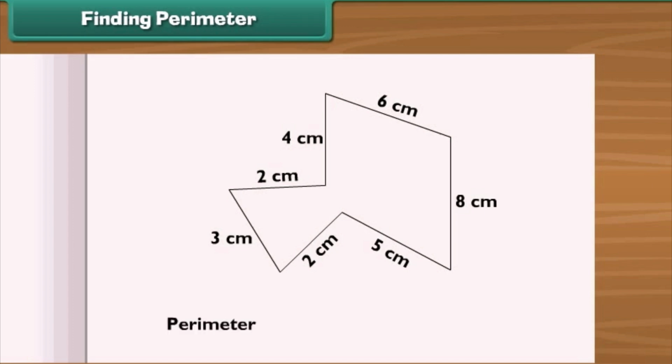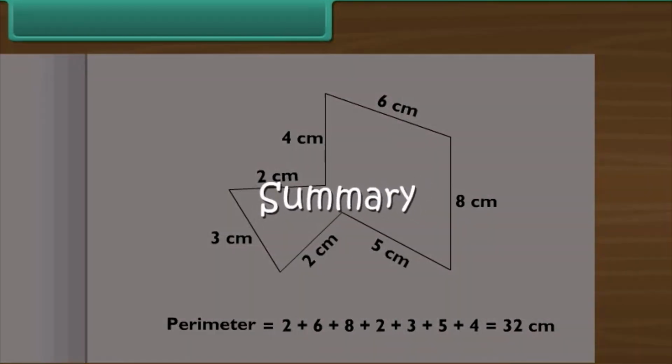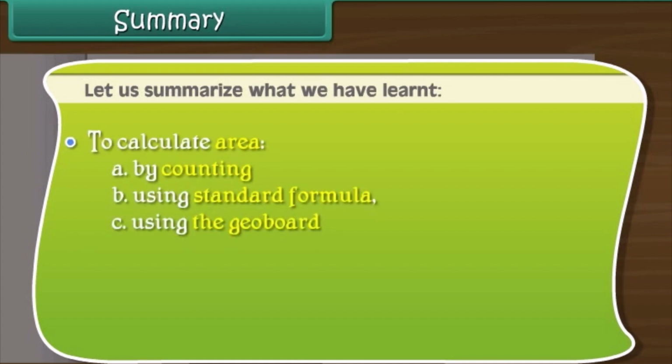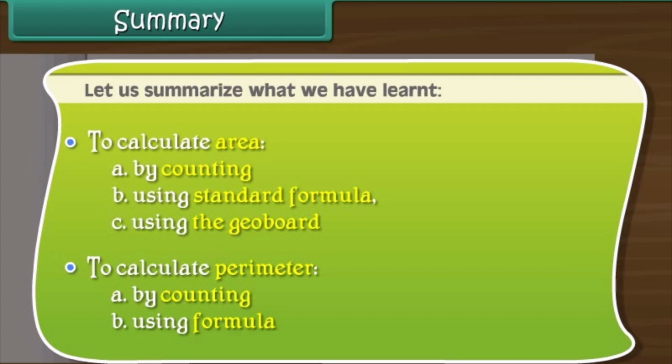Let's learn to calculate the perimeter of the given figure. To calculate perimeter of this figure, we simply add the lengths of all its sides, which is 2 plus 6 plus 8 plus 2 plus 3 plus 5 plus 4 equals 32 centimeter. Summary. Let us summarize what we have learned. To calculate area by counting, using standard formula, using the geoboard. To calculate perimeter by counting, using formula.